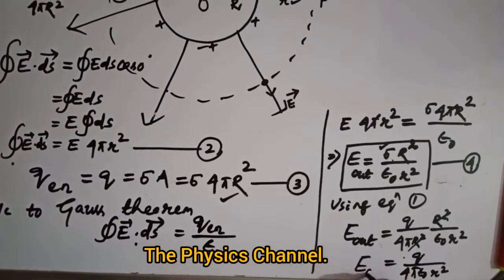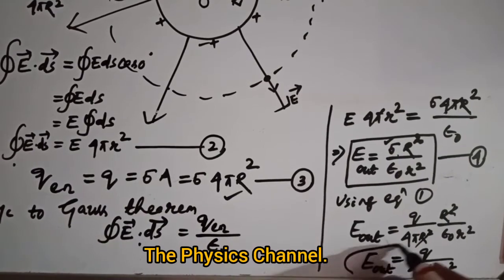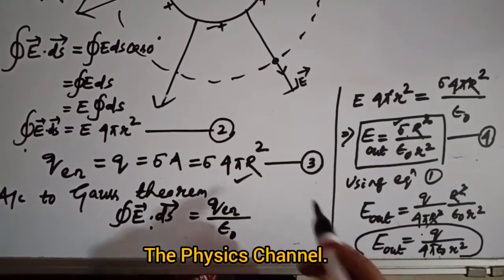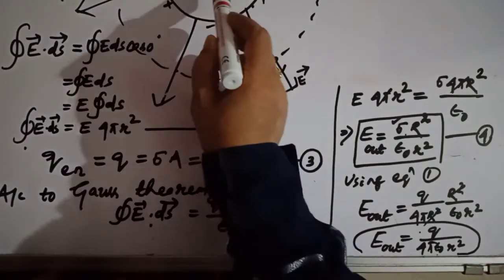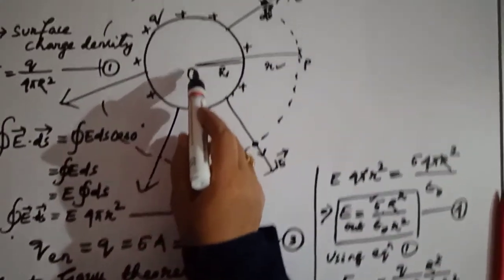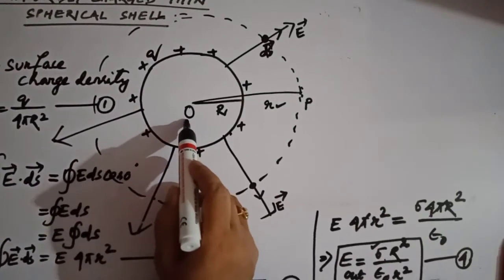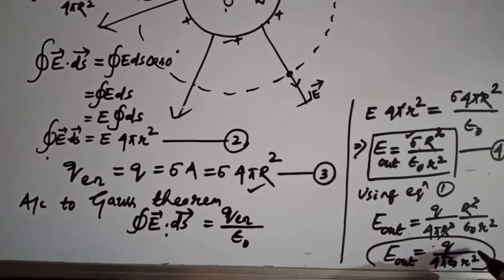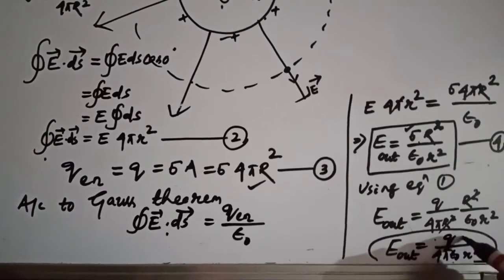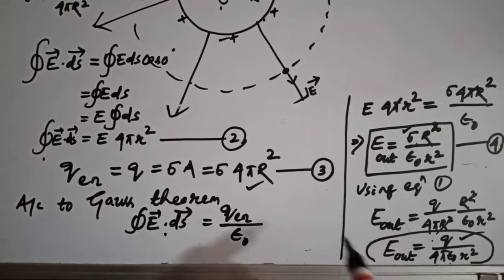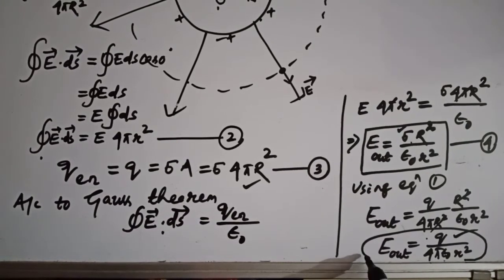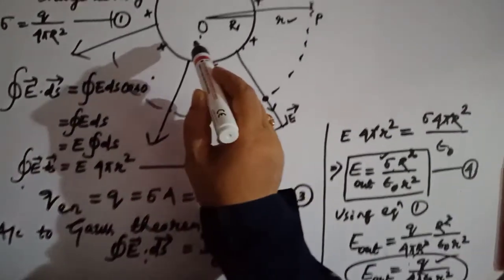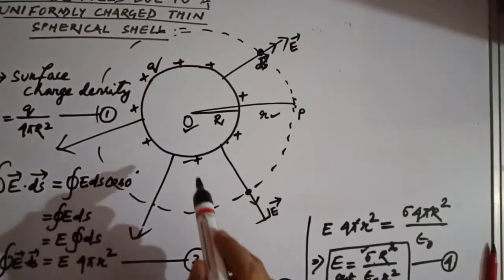So E outside is exactly similar to the expression as if the total charge Q is concentrated at the center of the spherical shell. This is the electric field due to a point charge. So we got the expression exactly similar to the electric field due to a point charge. That means as if the total charge is concentrated at the center of the spherical shell.